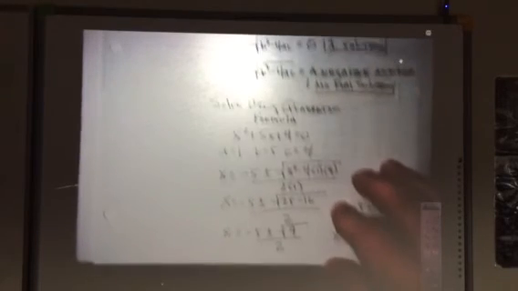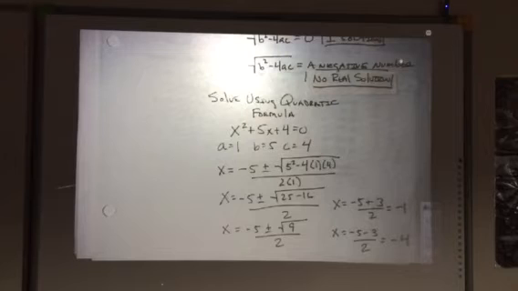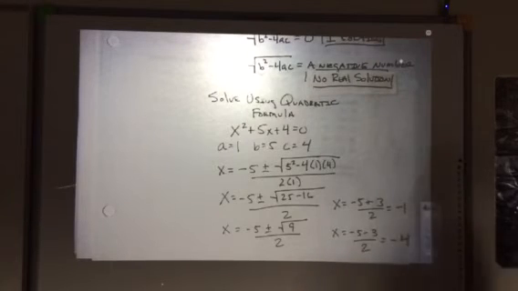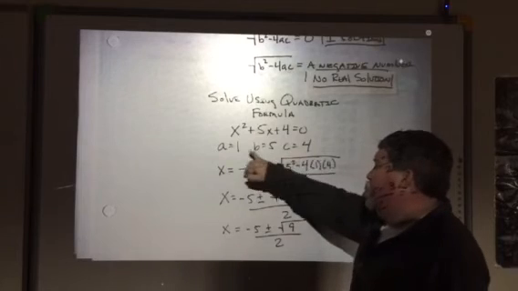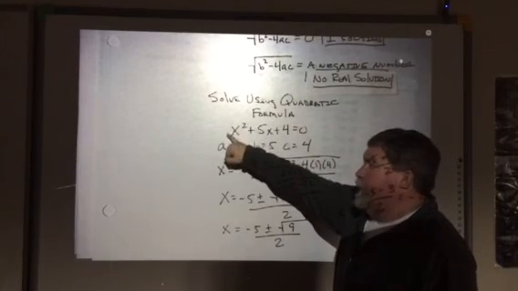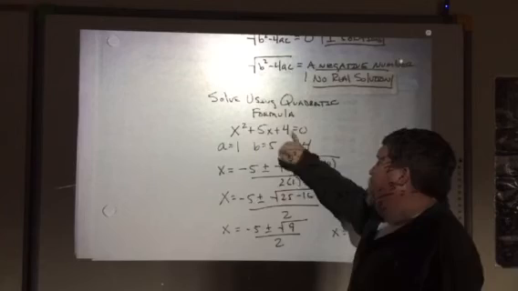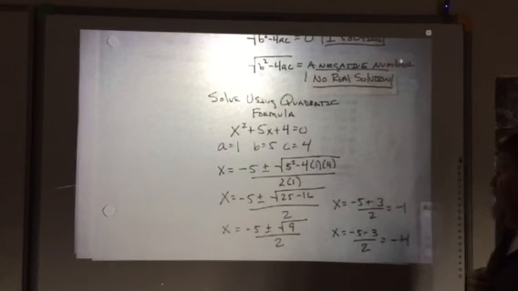So if we have an example here, solving with the quadratic formula, we have x squared plus 5x plus 4. What I do is take out my numbers, my coefficients. A is 1, if there's nothing there it's understood to be 1. B is 5, C is 4. We plug them in. Okay? And we do the math.